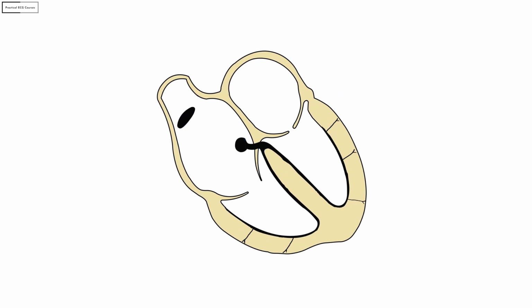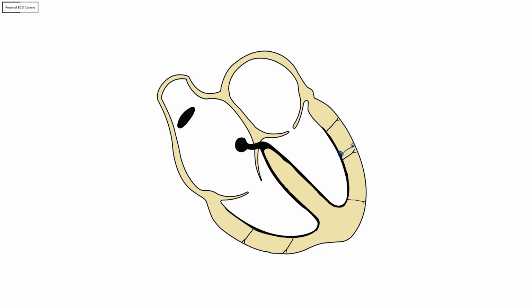What I want you to focus on is the location of the bundle branches. The bundle branches are located in the subendocardial region. This is a very important bit of information. This is because the Purkinje fibers arising from the bundle branches travel from the endocardial region all the way through the myocardium into the epicardium.